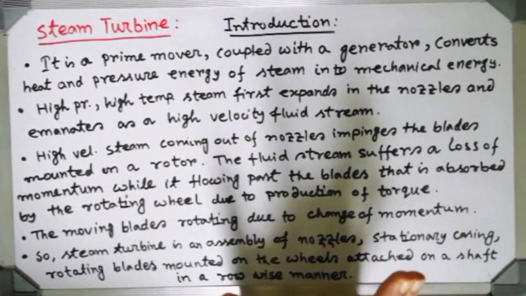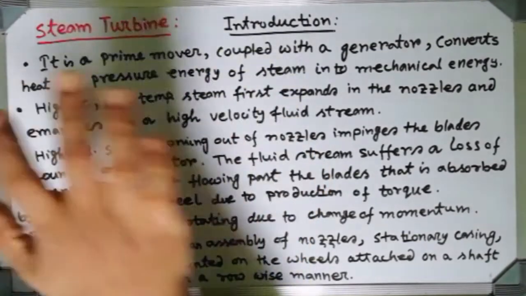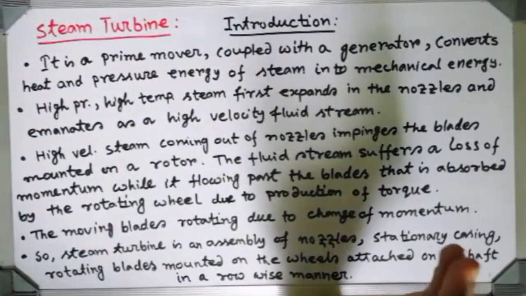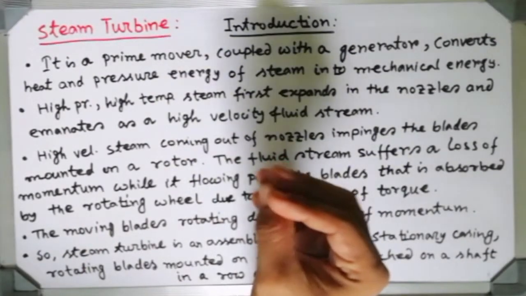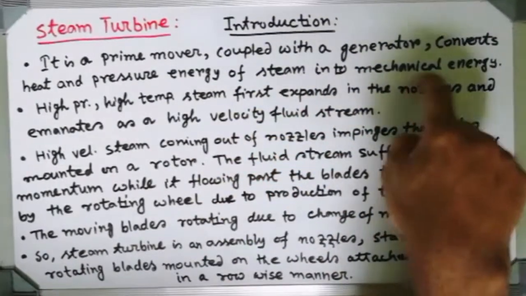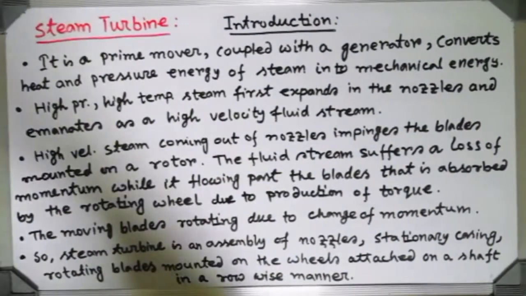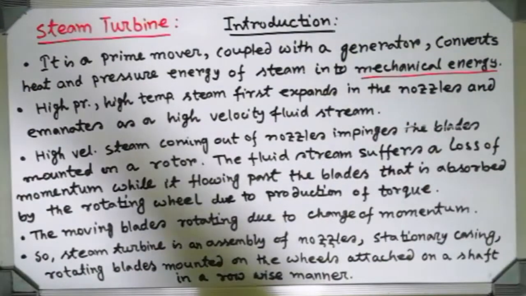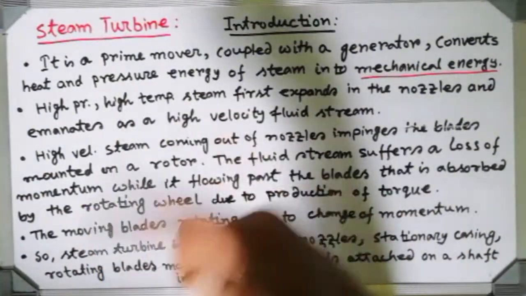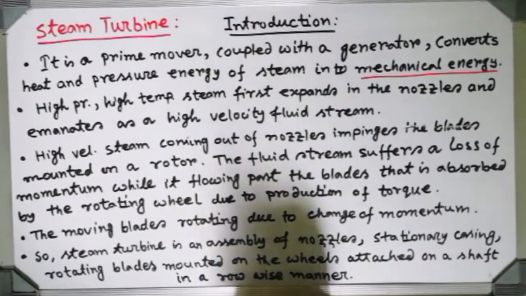I have already told these things. The heat and pressure energy of steam is coming from the boiler itself: lots of heat, lots of pressure. Both of these energies will be converted into mechanical energy. What does mechanical energy mean? It means the rotation of the shaft. If there is any motion, it can be linear motion or rotating motion, it is termed mechanical energy if there is any physical motion.